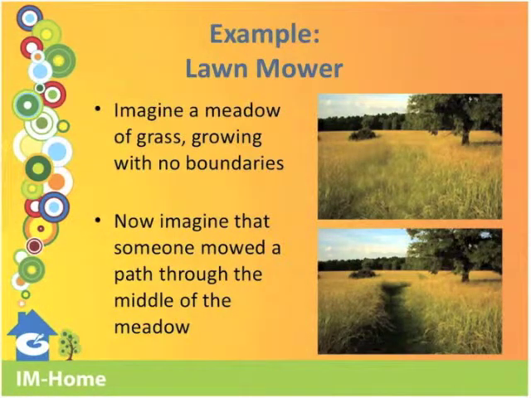So let's talk about a lawnmower. I want you to imagine a meadow of grass growing with no boundaries. No boundaries, just a big, overgrown meadow of grass on a wonderful sunny day. Now imagine that someone or yourself mowed a path through the middle of the meadow. You'd have a nice walking path.